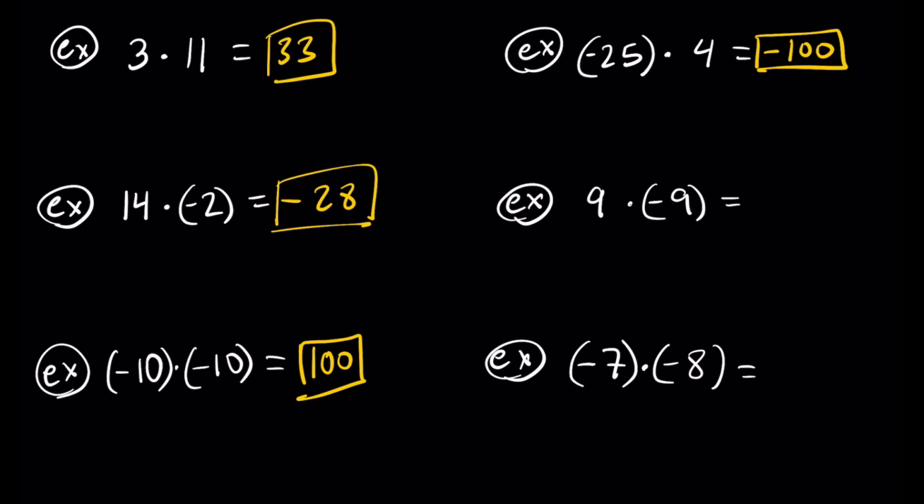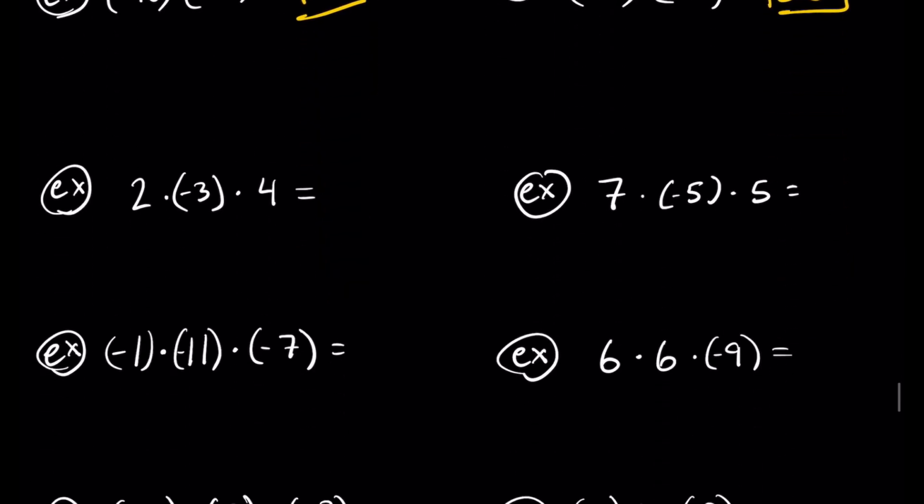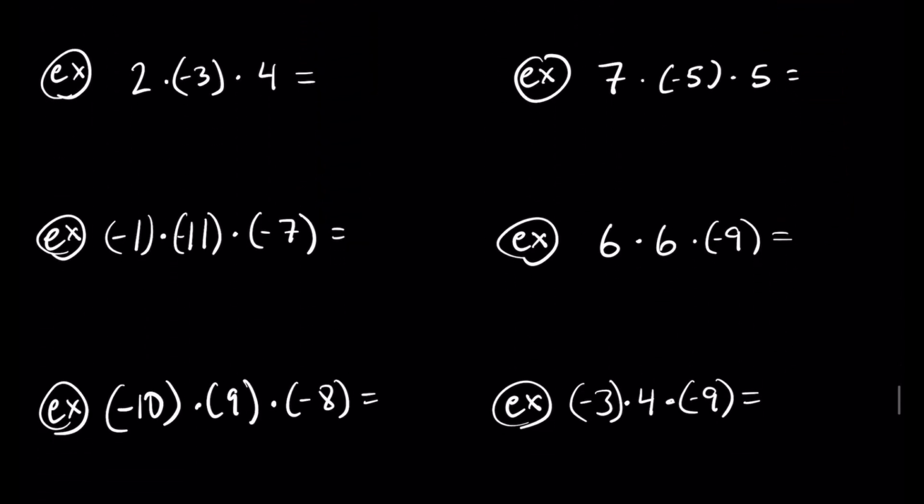9 times negative 9 is going to give us a negative. 9 times 9 is 81, so we're going to get negative 81. Negative 7 times negative 8, that's going to be a positive, and 7 times 8 is 56, so positive 56. Not too bad. All right, here's the next set.